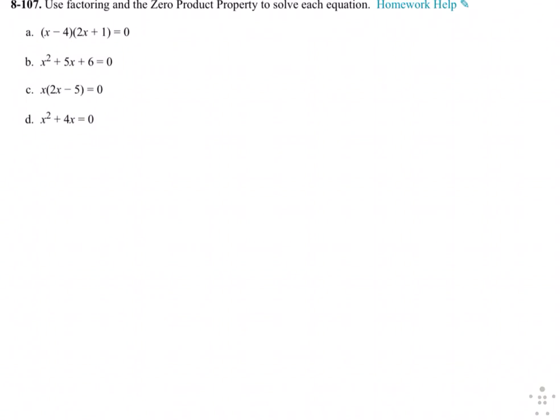Okay, for 107, they want us to use factoring and the zero product property to solve each equation. Remember, the zero product property says if we multiply two things together, or three things, it doesn't matter, and we get 0 as an answer, then one or all of those are 0, because the only way to get 0 as an answer is if one of them equals 0, right?